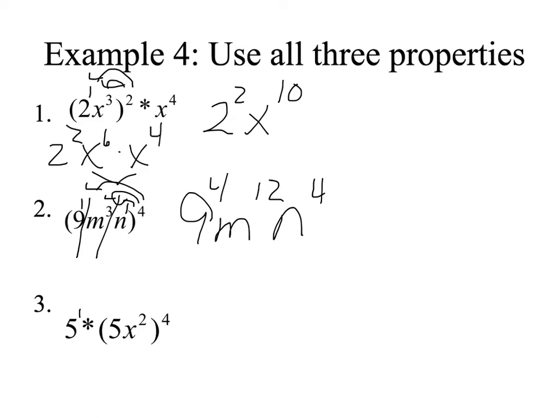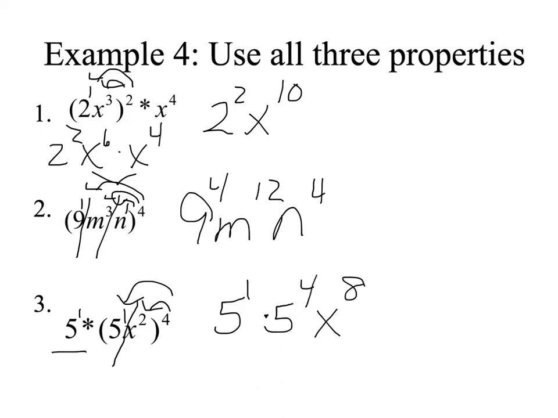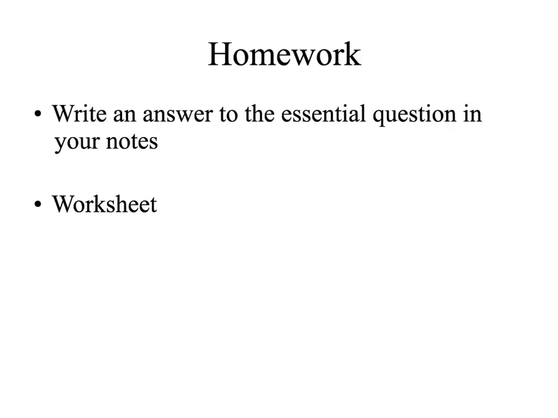Last one, both 5's end up with an exponent of 1, and inside the parentheses I have 2 pieces. So the 5 to the 1st I'm just going to rewrite, times 4 times 1 is 5 to the 4th. 4 times 2 is x to the 8th. Like terms get added, so 5 to the 5th, x to the 8th. And that's the end of the first part of this lesson.